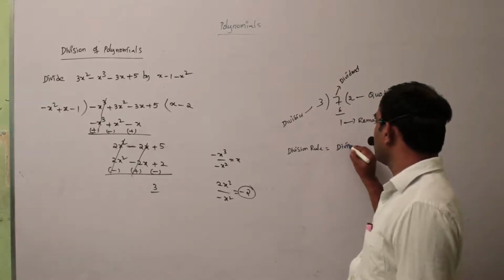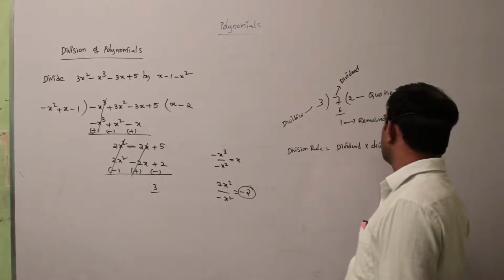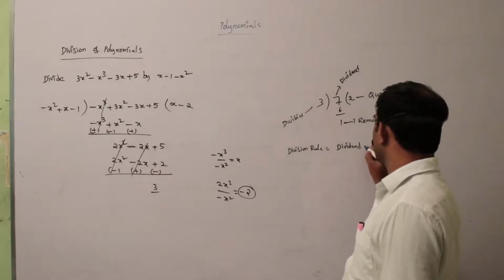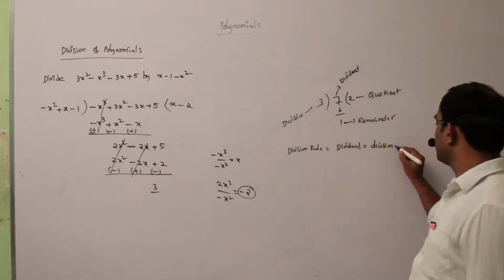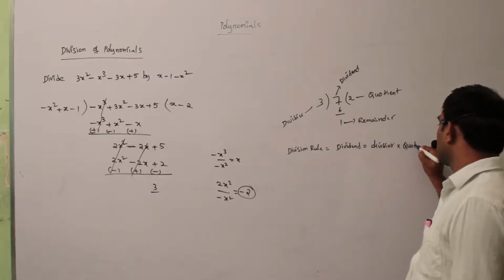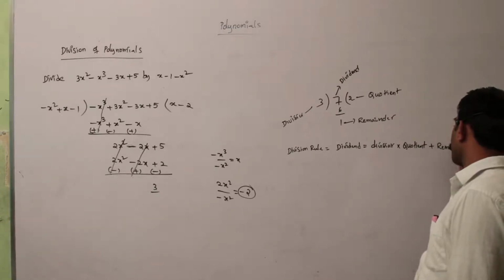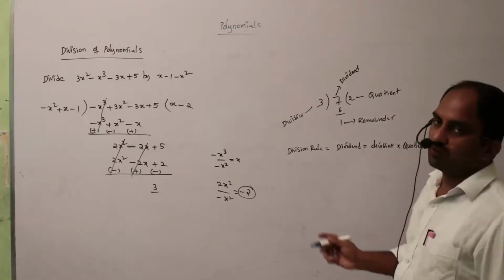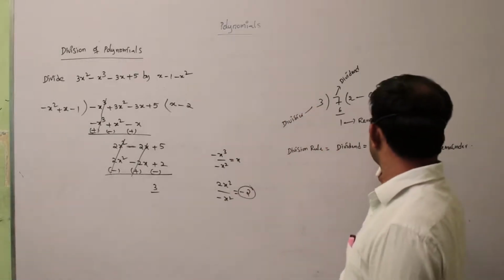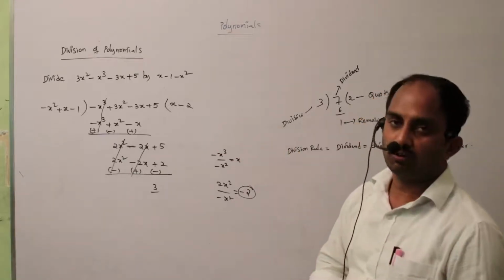Dividend is equal to divisor into quotient plus remainder. This one we learnt in previous classes, lower classes. Dividend is equal to divisor into quotient plus remainder. The same thing we have to apply in polynomials also.